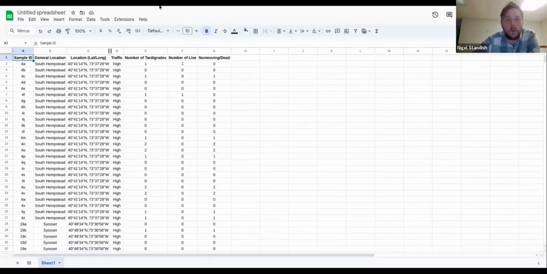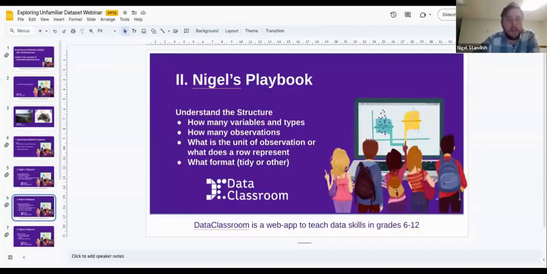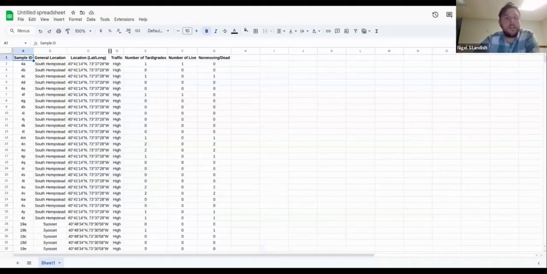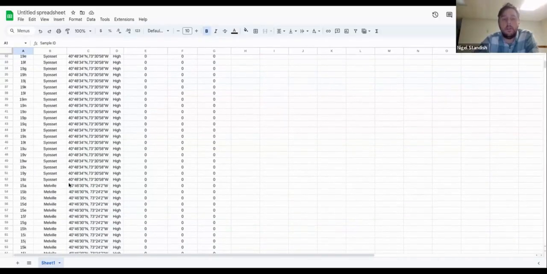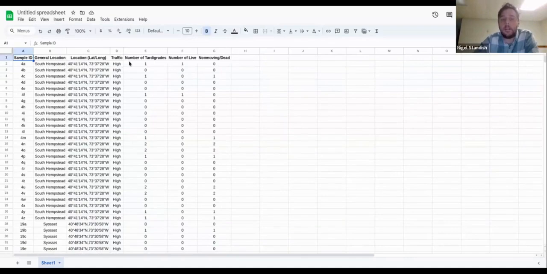Now, why this is important is because the unit of observation determines the questions we ask. So all of my questions that I ask in this data set have to be about the samples. How many, is there any difference in samples collected in high traffic or low traffic with the number of tardigrades?